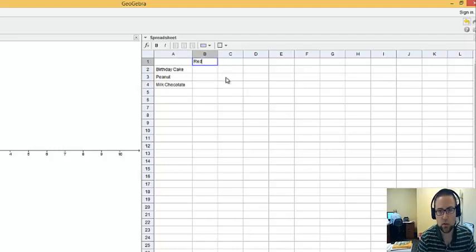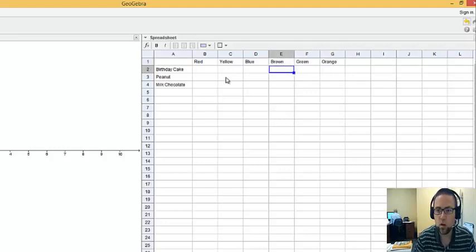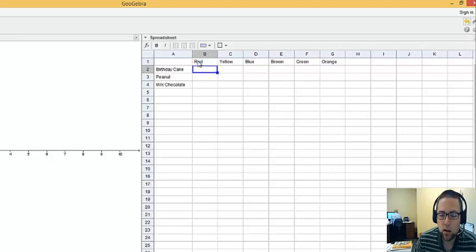So there was red, yellow, blue, brown, green, orange, and am I missing any? That's it. Okay, so now we're going to fill in the data, and now this data, so how many reds were there in the birthday cake pack?